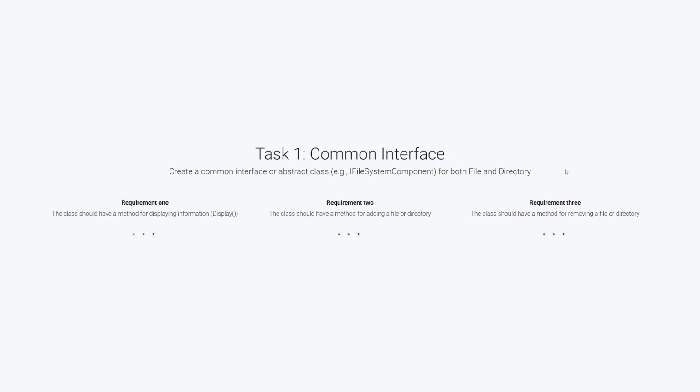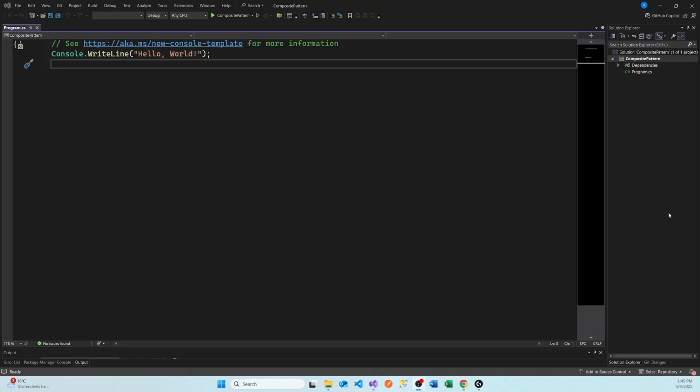The first task, the common interface. Create a common interface or abstract class for both file and directory. The first requirement is the class should have a method for displaying information. The second requirement is the class should have a method for adding a file or directory. And the third requirement is the class should have a method for removing a file or directory.